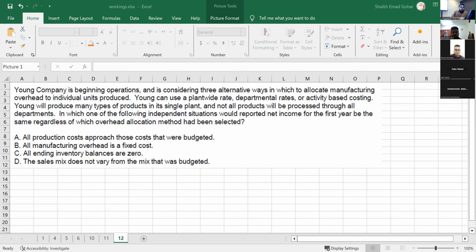So question number 12. Remember exam technique: first read the requirement. So what is the requirement? They are saying, in which one of the following independent situations would reported net income for the first year be the same, regardless of which overhead allocation method is selected. Very interesting question. Try it. I am giving you 1 minute and then we will discuss.